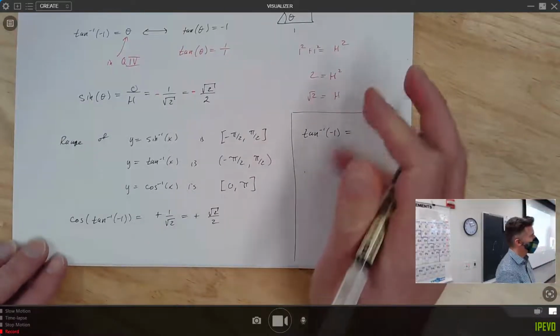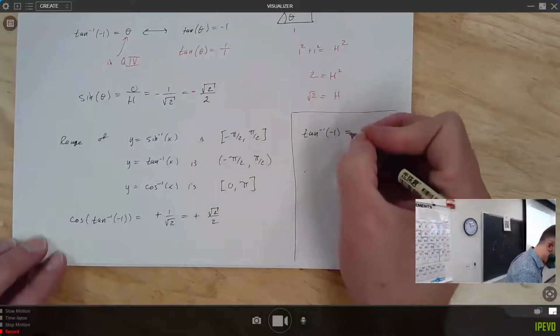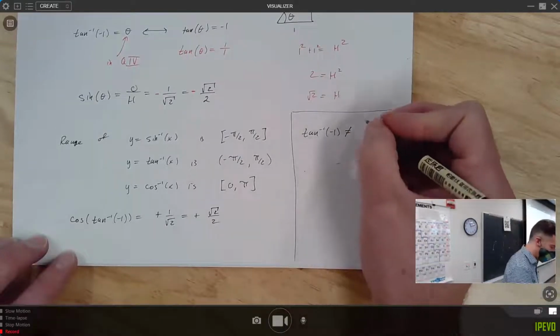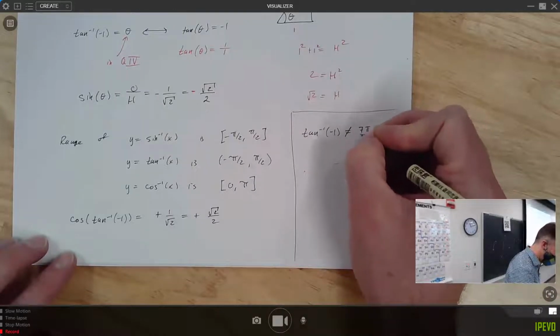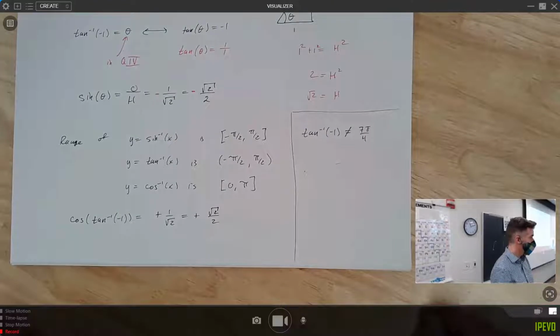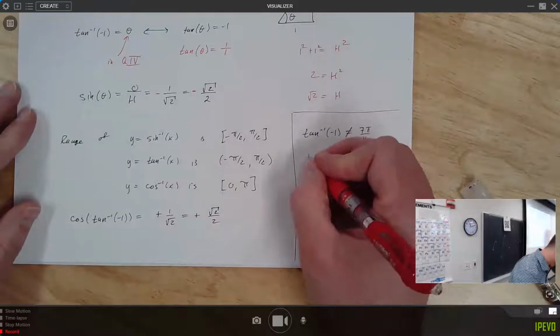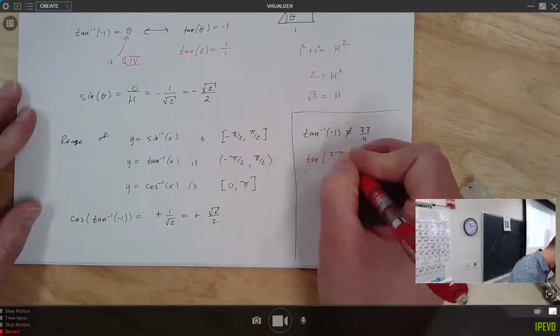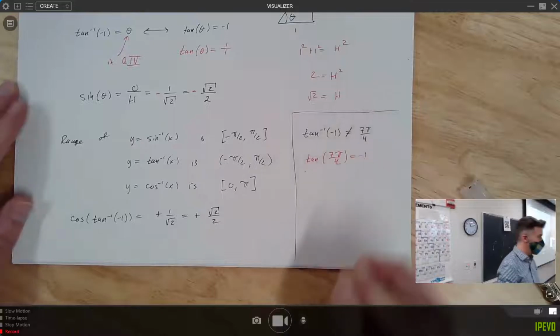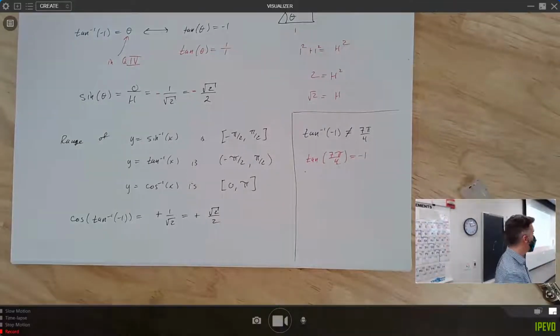So this is where people go wrong, so I'm going to write a wrong answer first. Here's what it's not equal to. It's not equal to 7 pi over 4. That angle is in quadrant 4, and it is very much true that the tangent of 7 pi over 4 is equal to -1. But inverse trig functions have a very, very specified range. So if I take inverse tangent of -1, I can't get any old angle I want, right? Because there are literally infinitely many angles if you take tangent of -1.